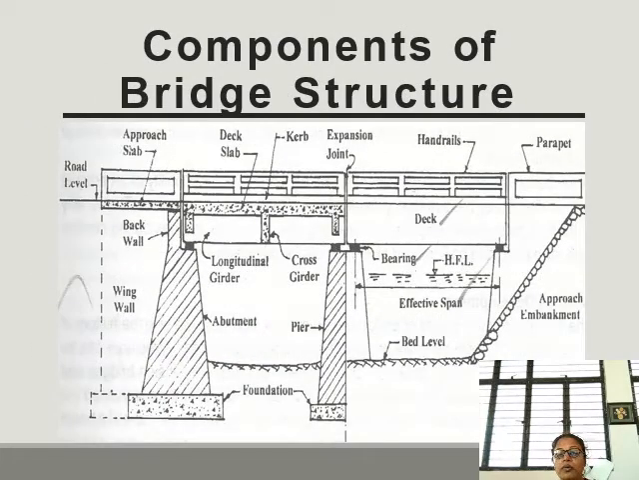The different components of a bridge structure are the basic things. At the ends you have abutments, and in the center, if the span is too large, we have piers to support the superstructure. In the superstructure we have the deck slab, the curbs, the approach roads, the handrails; all this forms the superstructure. In the substructure we have the foundations, etc.